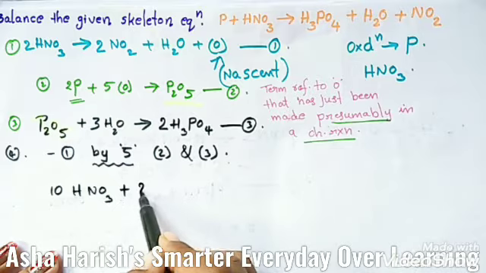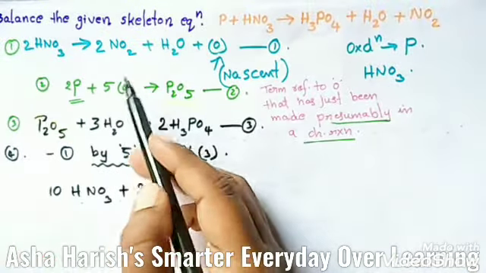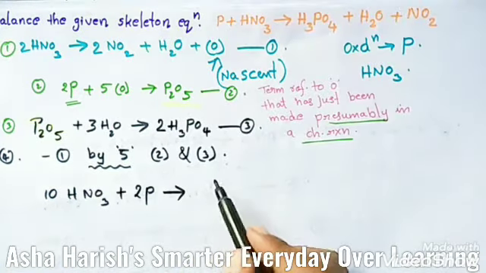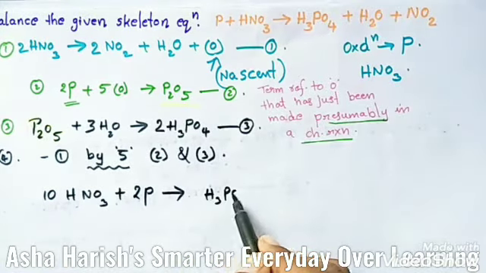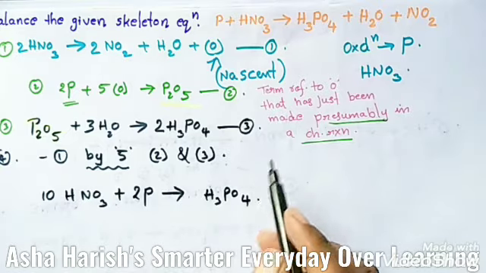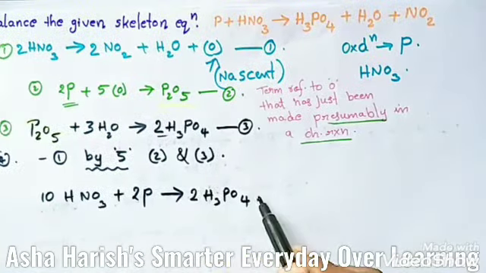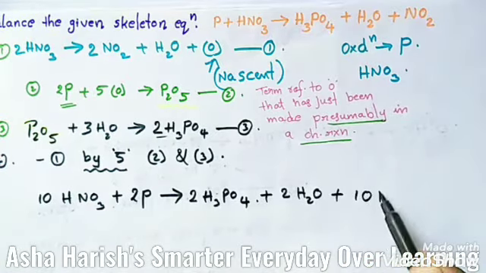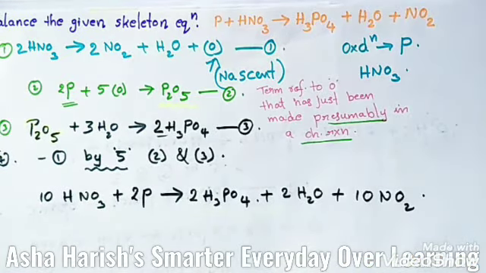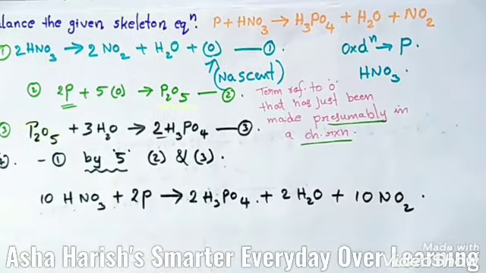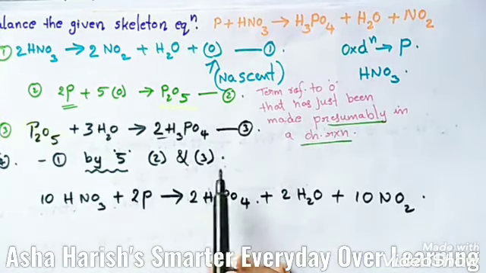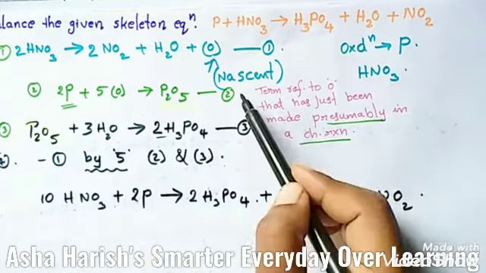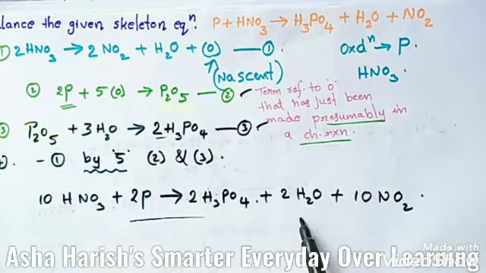plus 2P gives rise to 2H3PO4, the product, phosphoric acid, and the same 2H3PO4 plus 2H2O plus 10NO2. This reaction we have got. Just to cancel the intermediate products, multiply the partial equation 1 by 5 and add it to equations 2 and 3. Now this is the final equation.